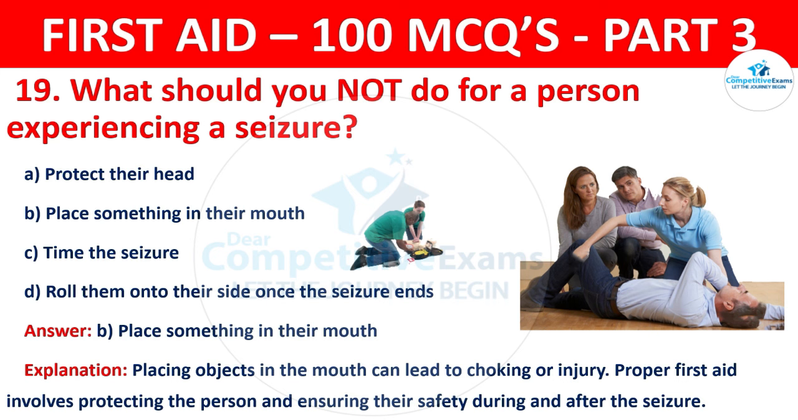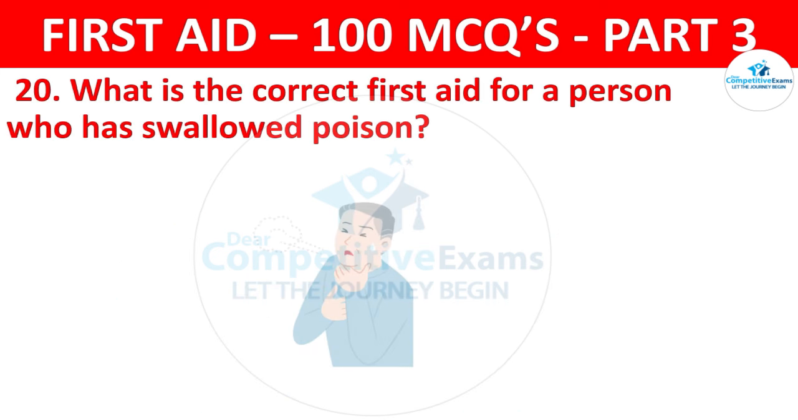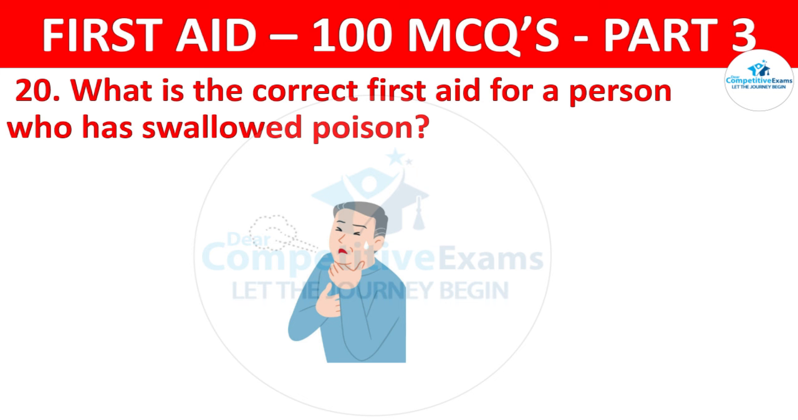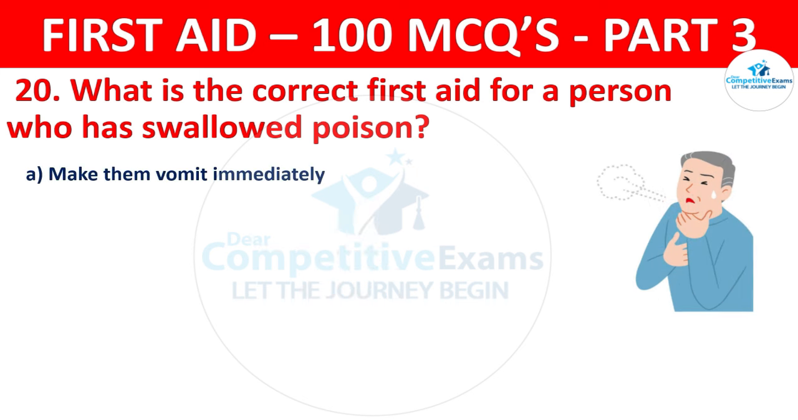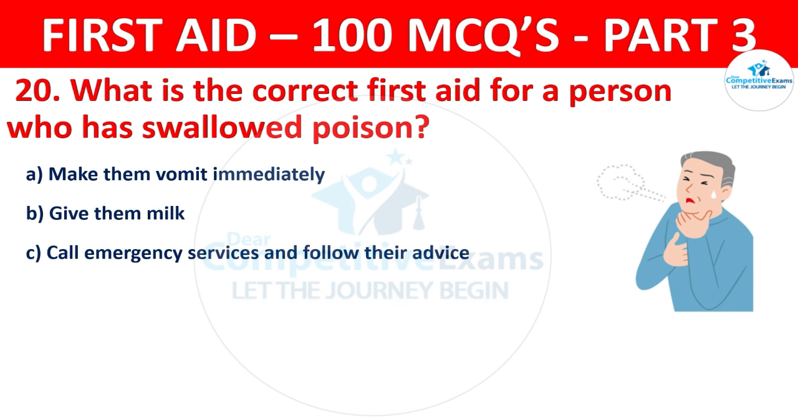Question number 20. What is the correct first aid for a person who has swallowed poison? The options are: make them vomit immediately, give them milk, call emergency services and follow their advice, or give them water to dilute the poison.